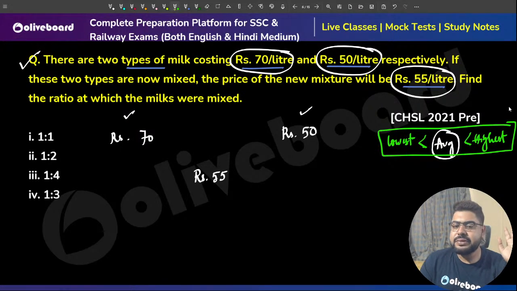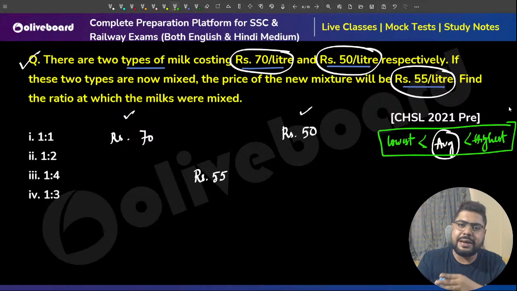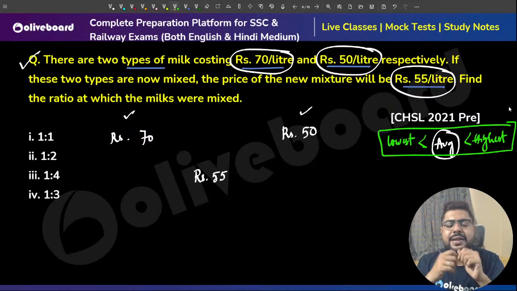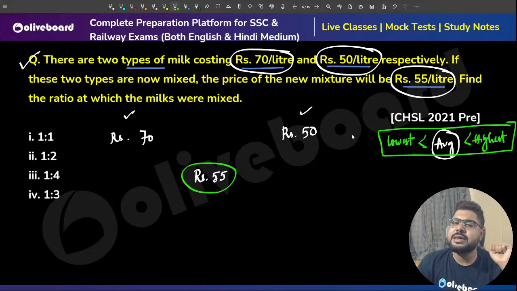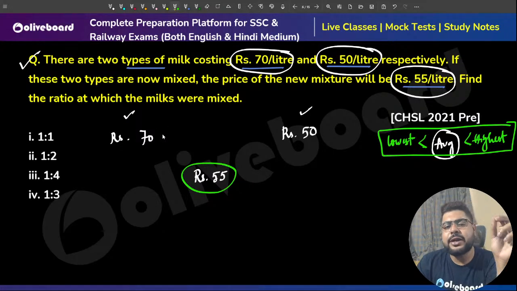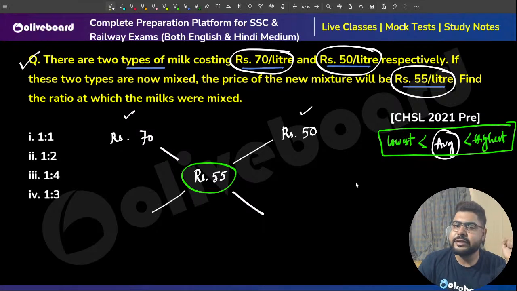Can I say this? The average of any particular numbers will always be greater than the lowest and less than the highest. It will always be in the middle. Mean means average only, so this must be between the bigger and the smaller numbers. So what do you do? You take crosswise differences in allegation. Crosswise differences mean you do this.